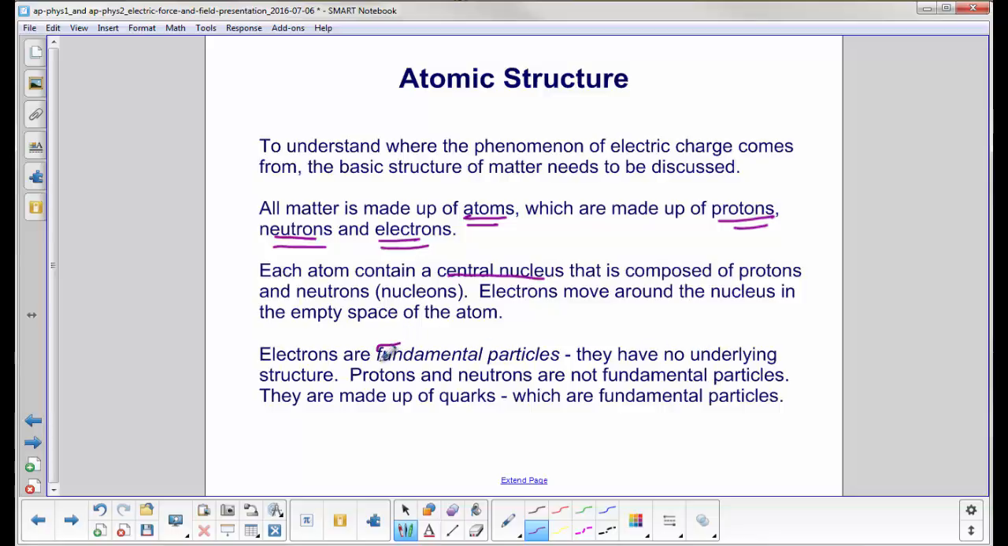Electrons are fundamental particles. They have no underlying structure. They are points. Protons and neutrons are not fundamental particles. That means they're made up of something else. And what they're made up of are quarks. Quarks are fundamental particles.